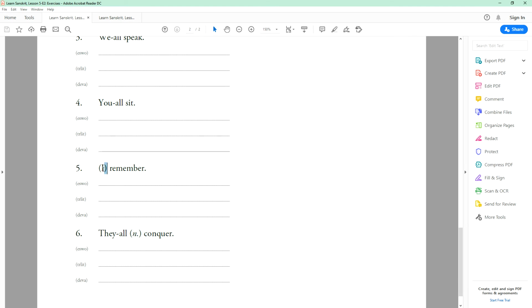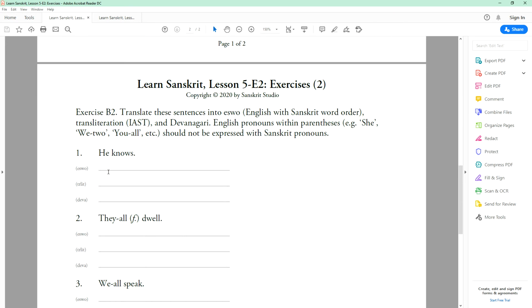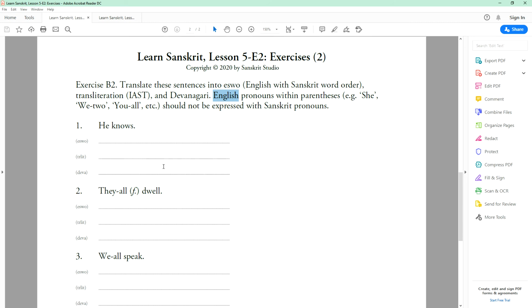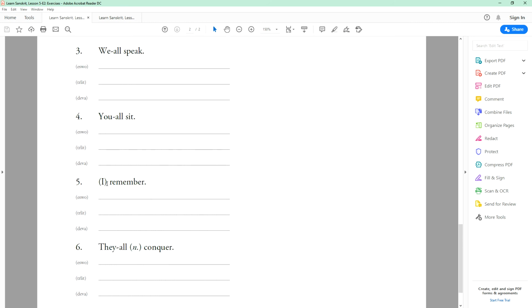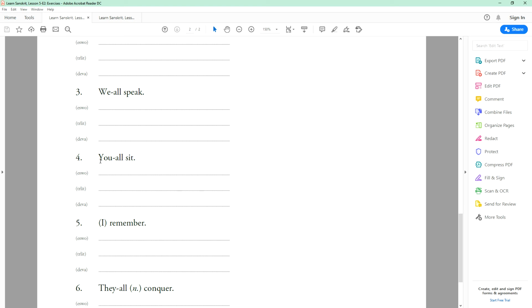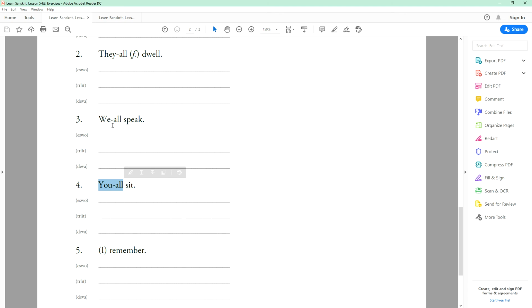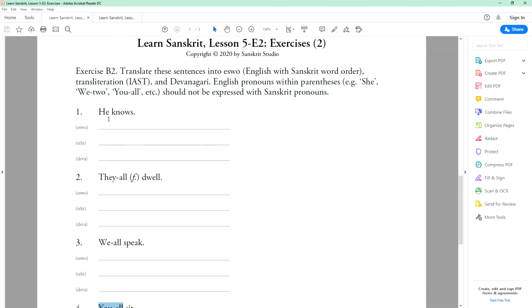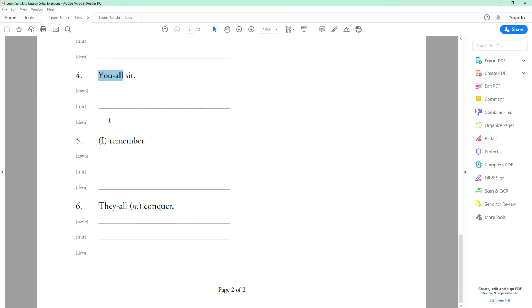Another thing to note is that whenever we see parentheses, I say this also up here, English pronouns with parentheses should not be expressed with Sanskrit pronouns. So whenever we see something like 'I remember' with I within parentheses, we should not supply a Sanskrit pronoun. And this could be not just for the pronoun I, but for any word. 'You all', for instance, that whole expression could be within parentheses, or 'we all', etc. All right, so that's page 2.